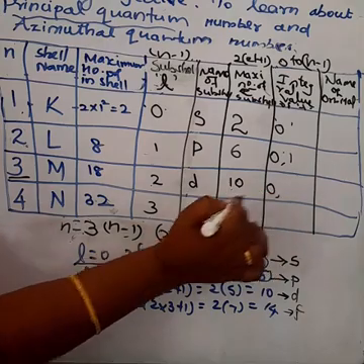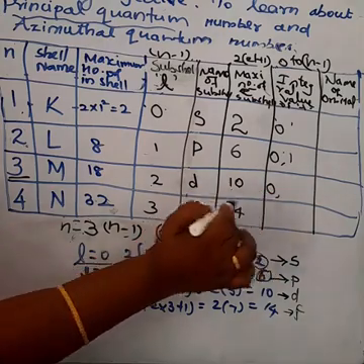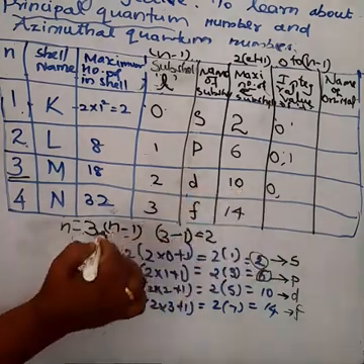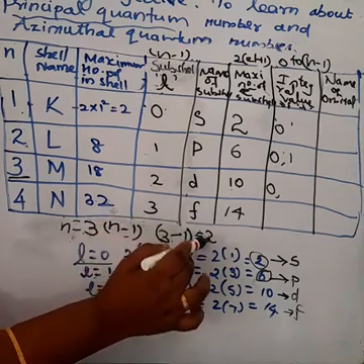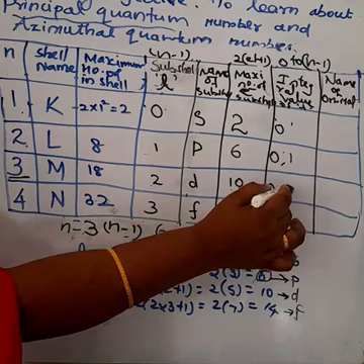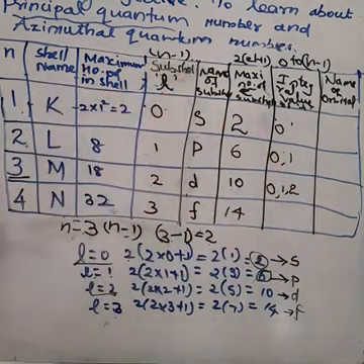For n, here we are taking 3. So 3 minus 1 is equal to 2. So totally 3 integral values we get: 0, 1 and 2. Understood? And the fourth one, n is equal to 4.